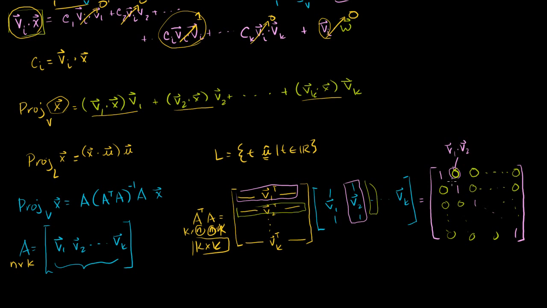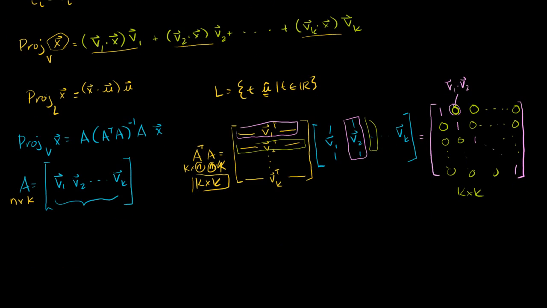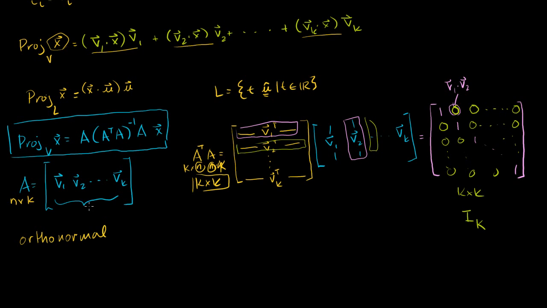Now, what is this? You have zeros everywhere with 1s down the diagonal. It's a k by k matrix. This is the identity matrix in R^k. Normally, this was our way of finding our transformation matrix for the projection of x onto some subspace. But if we assume an orthonormal basis, then A transpose A becomes the k by k identity matrix.